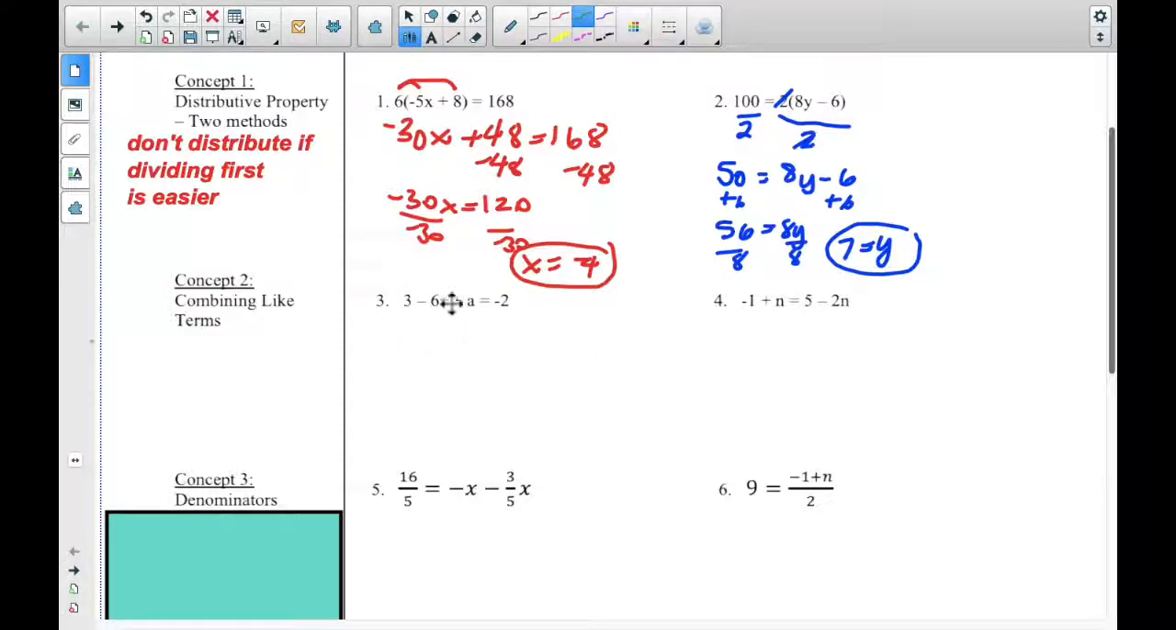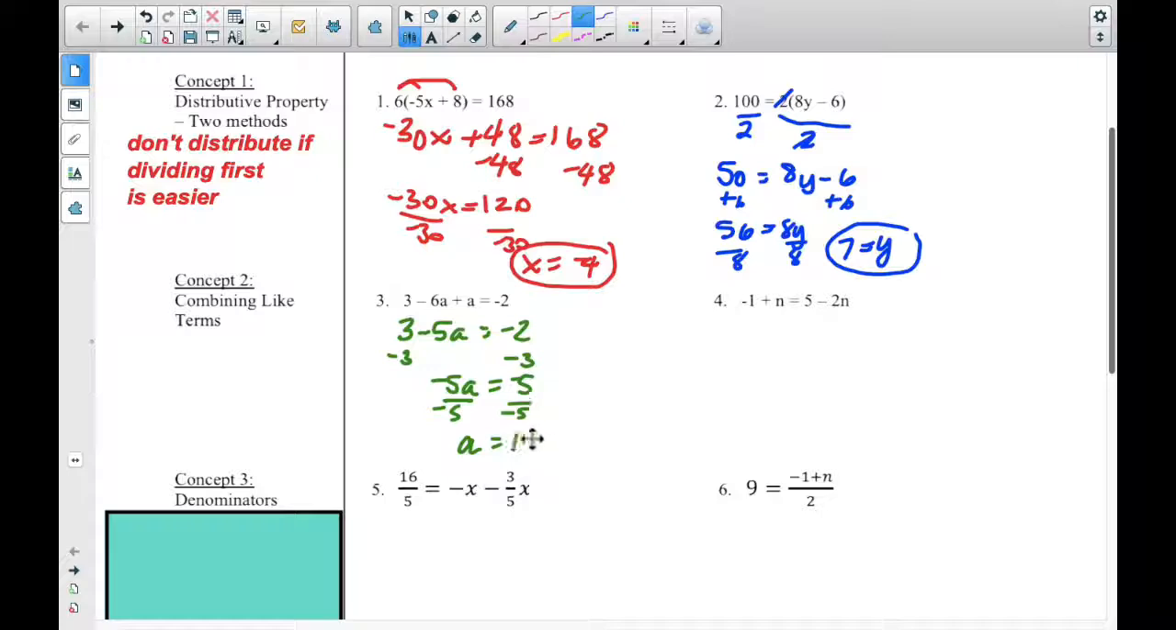For number 3, we are going to combine like terms. If they are on the same side, you can combine like terms. So we add those and we get a negative 5a. I like to keep my variable on the left, so I'm going to move that 3 over to the other side. And so now when I divide by negative 5, I get an answer of a equals 1. Once again, we want to go double check that answer, plug it in, and see if it works.